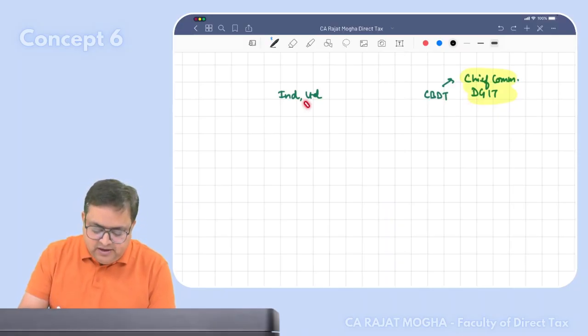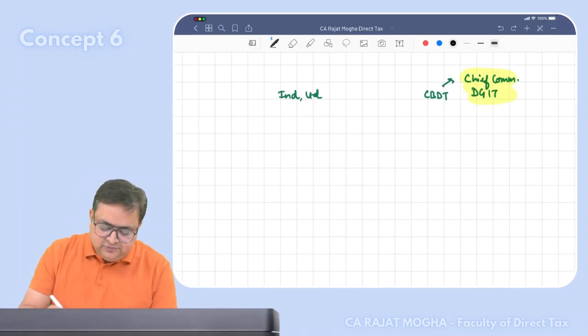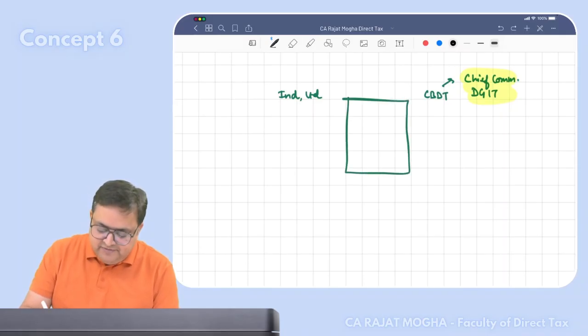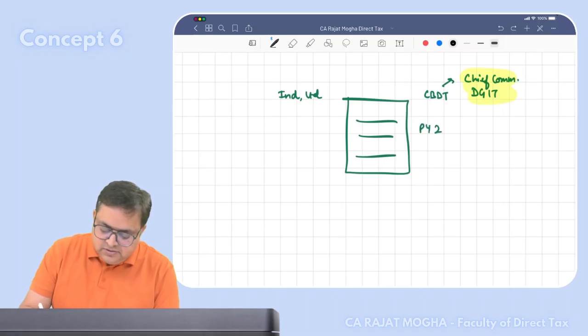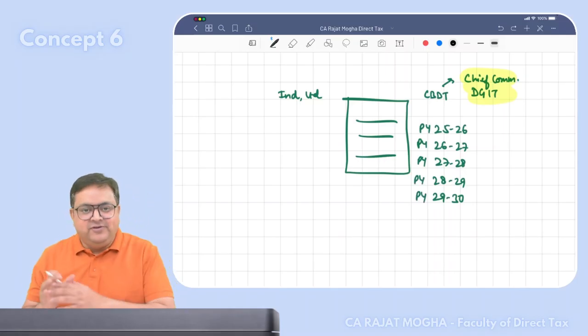Now what will happen? Int Limited has entered into an APA, let's say for 5 years. Let's say, for example, previous year 25-26, previous year 26-27, 27-28, 28-29, and 29-30. Correct? Okay. So this is how you entered into an APA for 5 years.